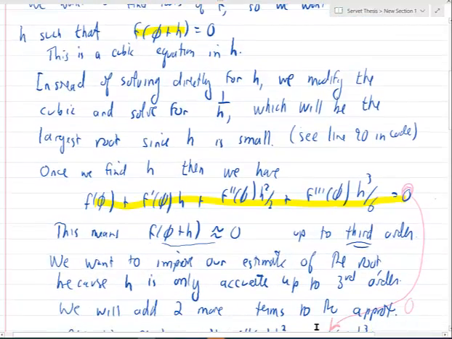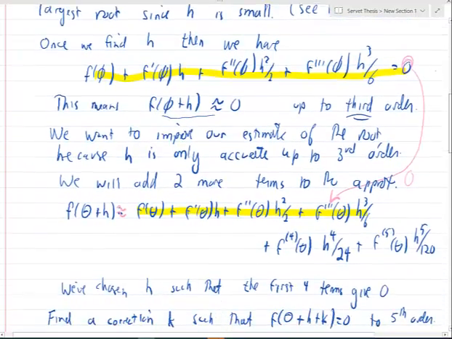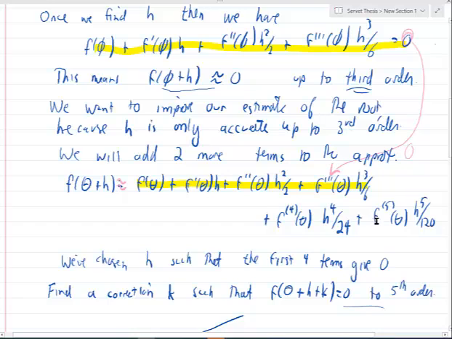So we want to improve the accuracy. So what we're going to do is reapproximate, but not around theta. We want to approximate around theta plus h, because if we're looking at a close neighborhood of theta plus h, we can give a more accurate approximation. And this is a way that we can add more terms and still use a cubic equation. I can't solve this fifth order equation directly. I don't know how to do that.